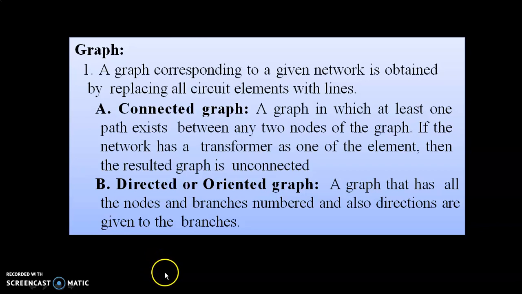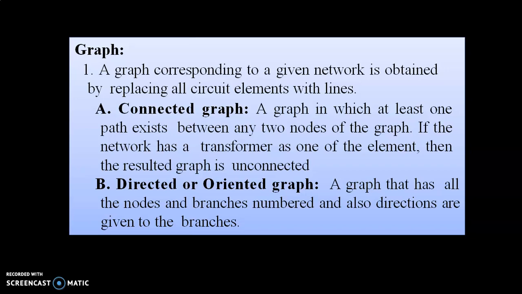Let us understand what is meant by graph. A graph of a network is something corresponding to a given network, obtained by replacing all circuit elements with lines. This is so simple. Alright, let me repeat it once again. A graph corresponding to a given network circuit is obtained or found by replacing all circuit elements with lines.